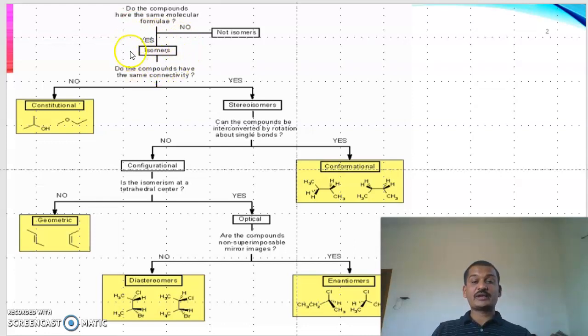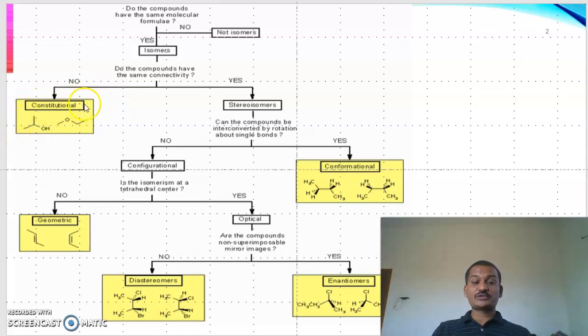And these isomeric compounds are mainly divided into two types. One is stereoisomers, another one is constitutional isomers. And these two types are mainly based on the connectivity of the atoms in the molecule. If they have the same connectivity, then they are called stereoisomers. And if they have different connectivity of the atoms, then they are called constitutional isomers or structural isomers.